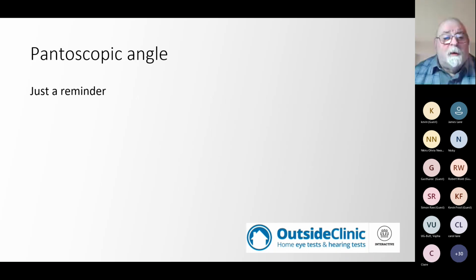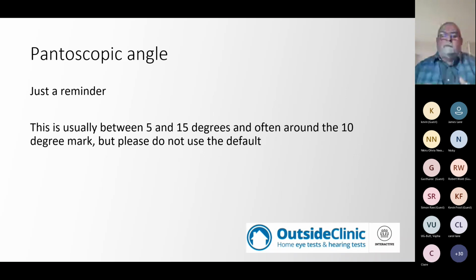Pantoscopic angle. Again, we're just going to think about this, that this is normally going to be between 5 and 15 degrees and often around the 10-degree mark. And again, if you don't specify this, the default will be put in as 10. Now that default is used by Zeiss, Essilor, Hoyer, Rodenstock, Seiko, and even good old Norval will use that as the default. So we need to measure this.